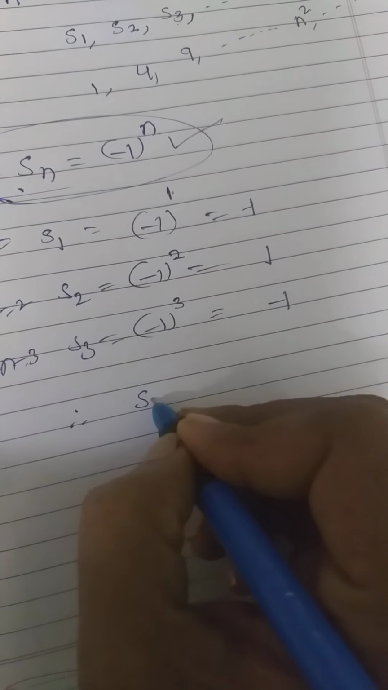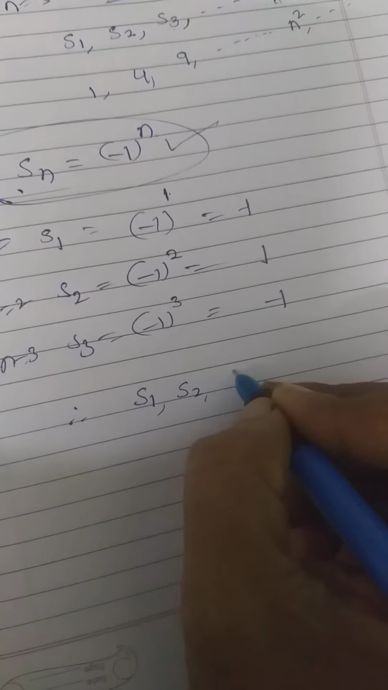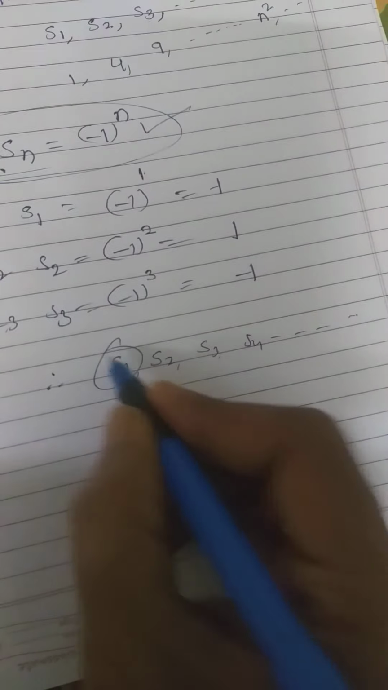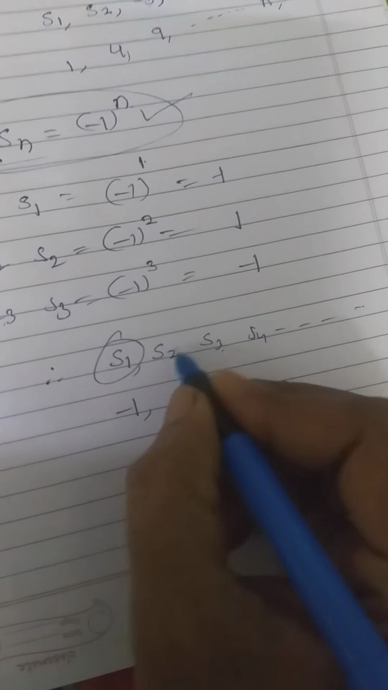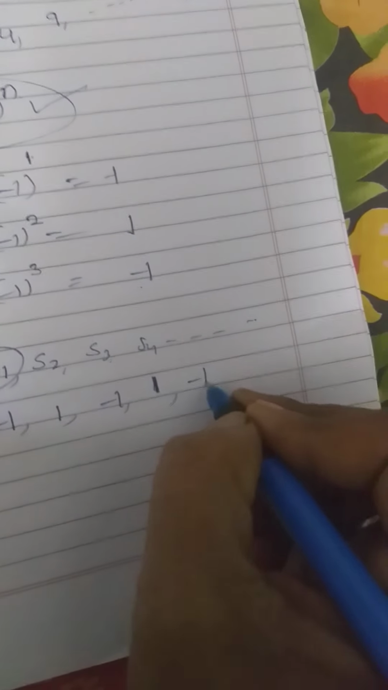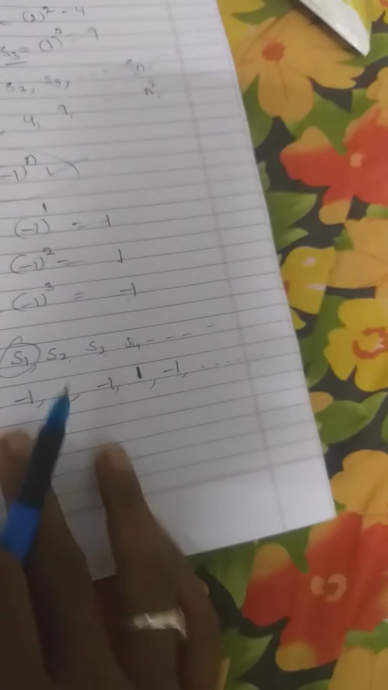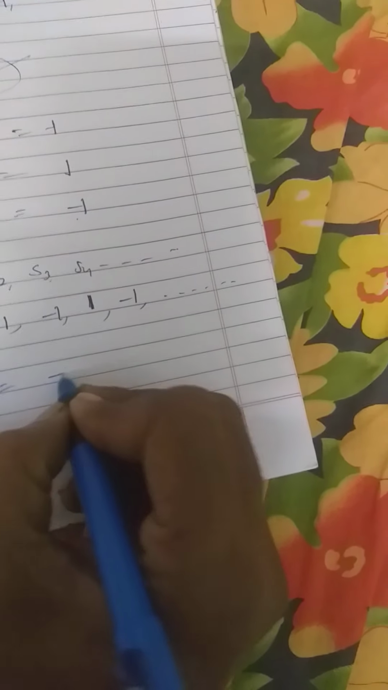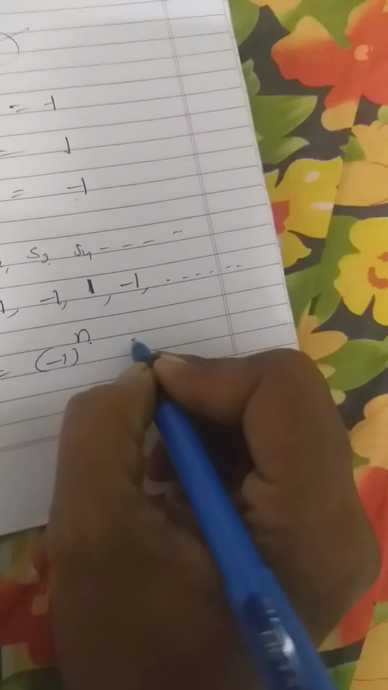Therefore, what are the terms of the sequence? S1, S2, S3, S4, and so on, right? What is the first term value? Minus 1. Second value is 1. Third value is minus 1. Fourth will be 1. Fifth will be minus 1, and so on. These are the terms of a sequence. Right? Another example: a_n is equal to minus 1 whole power n, where n is greater than or equal to 0.